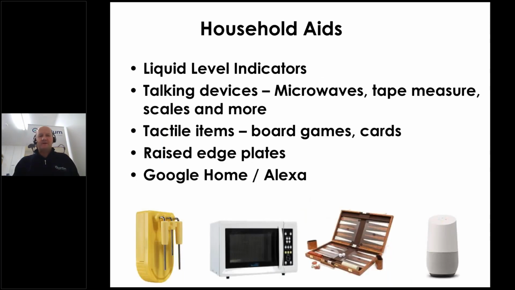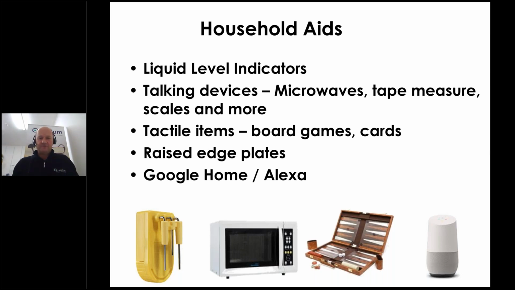Household aids. Now there's lots of different household aids that you can get. There's liquid level indicators, which is a little device that you put in a cup, and when the water level gets towards the top of the cup, it will beep. It will tell you that you've nearly filled your cup up. A lot of talking devices like microwaves, tape measures, there's even scales that talk. So they will actually tell you how long the microwave has to go to cook, or use the tape measure. It'll tell you how long something is when you're trying to measure it.